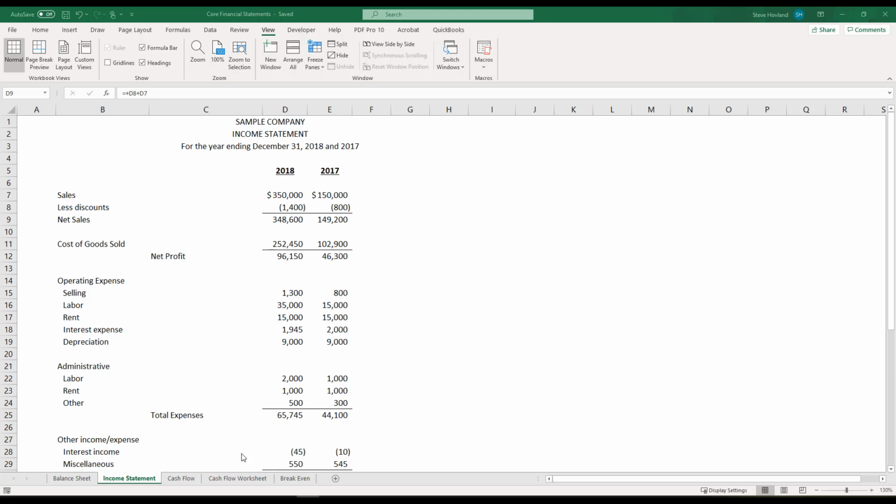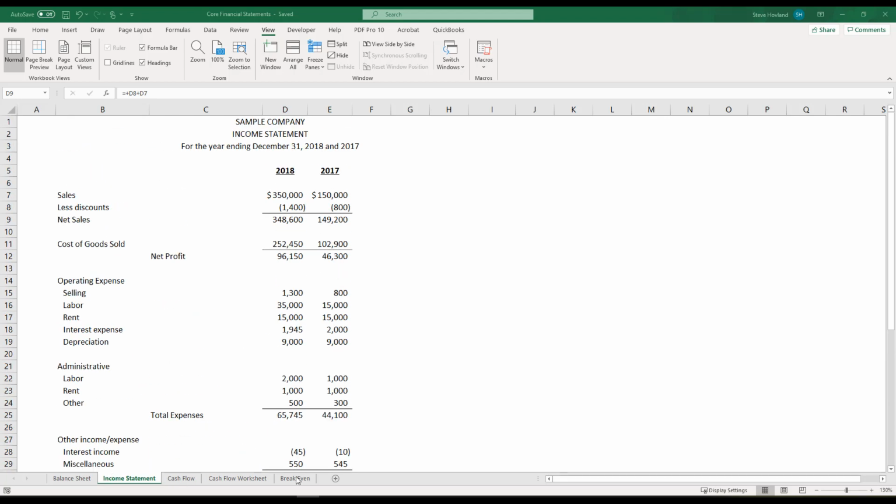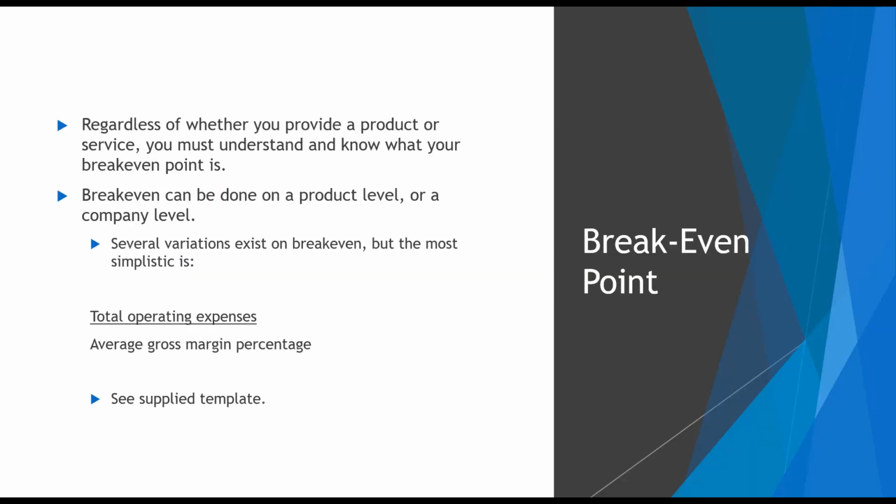So I started the screen on the income statement, because obviously we want to know what the break-even is in our revenue. So I wanted you to see, here's the income statement that we've gone over a couple times, and over here, here's this tab for break-even. And what I've done is I've brought in the formulas for the break-even. So remember on the slide, let's go back to that real quick. So remember, our formula is total operating expenses divided by the average gross margin percentage.